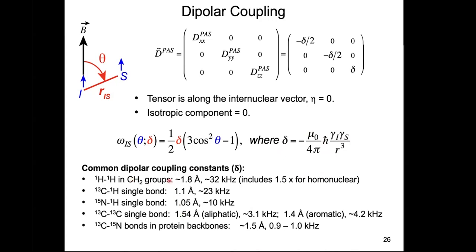There are a number of common dipolar coupling constants, delta constants, meaning they're orientation independent, that are useful to remember for typical organic solids. For example, if you look at a single CH bond, 1.1 angstrom, based on the gyromagnetic ratios of carbon and proton and this distance of 1.1 angstrom, you'll find that the coupling constant is 23 kilohertz. For an NH bond, single bond again, 1.05 angstrom, because of the smaller gamma for nitrogen, you will get a coupling constant of about 10 kilohertz. And you can go on and look at these, and it's useful to commit these frequently used dipolar coupling constants to memory.